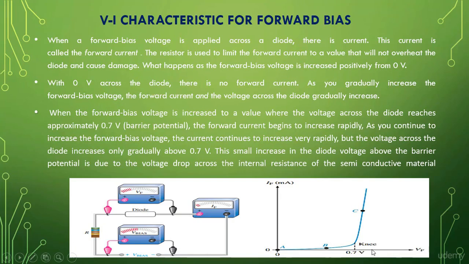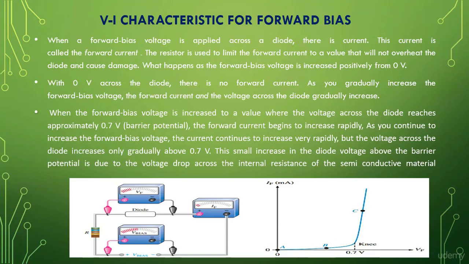And the question is, what is the knee point or knee voltage? The knee voltage is defined as the voltage at which device current suddenly increases or decreases. So you can see at the knee point the forward current of the diode is increasing rapidly. As you continue to increase the forward voltage bias, the current continues to increase very rapidly, but the voltage across the diode increases only gradually above 0.7 volt.